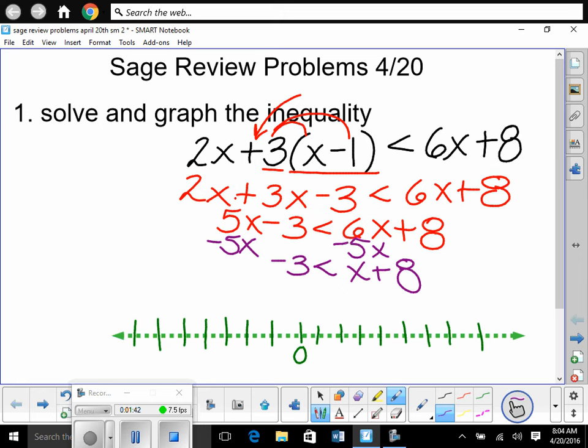Are we all good so far? So we'll subtract 8 from both sides. So we have negative 3 plus negative 8, which is negative 11, is less than x.